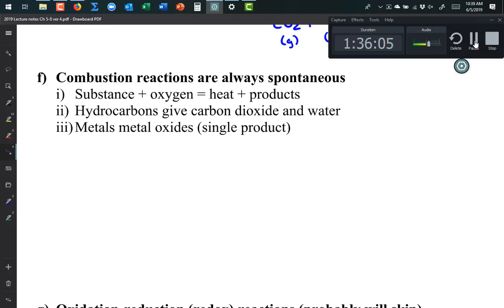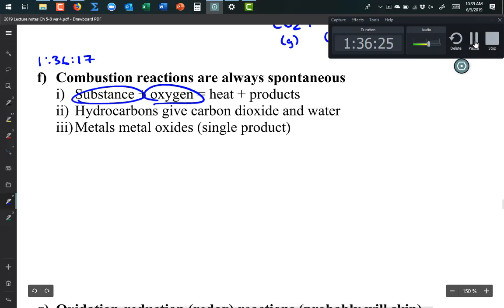Combustion reactions. We've talked a lot about combustion reactions already, so I'm only going to make a few notes on it. Substance plus oxygen makes heat, plus the product. But here's the deal. Combustion is defined as uses oxygen, produces heat. A reaction that uses oxygen, produces heat is always called a combustion reaction.